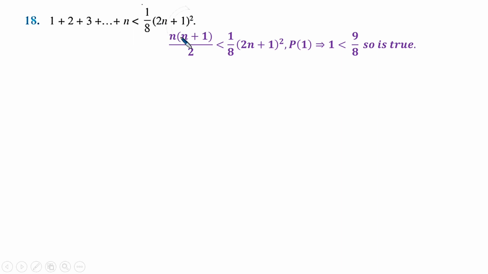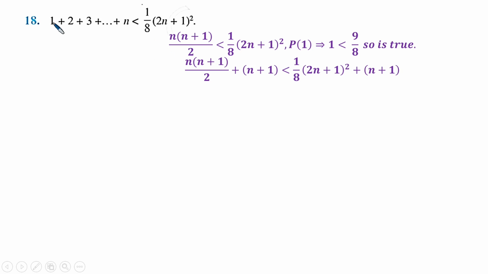So here 1 times 1 plus 1 is 2. 2 into 1 is 2 divided by 2 is 1. So I have 1 here. And here n equal to 1 means 2 plus 1 is 3. 3 square is 9, 9 by 8. So it is true.